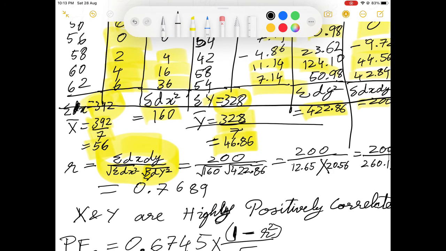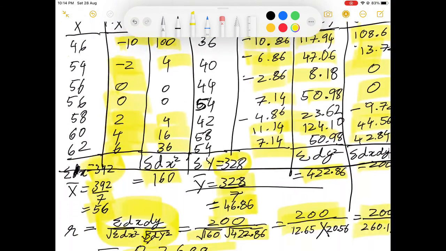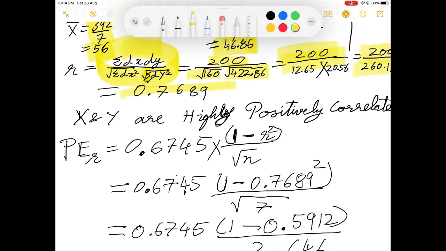Alright, so now let's go back to the problem. So we have 200 divided by root of 160 multiplied by root of 422.86. So dx dy value is 200, dx square is 160 and dy square is 422.86. Now this becomes 200 divided by 12.65 into 20.56, that is equal to 200 divided by 260.1. So this gives me the coefficient of correlation value as 0.7689. That means x and y are highly positively correlated. Positive from the sign, and because it is greater than 0.7 we call it highly positively correlated.